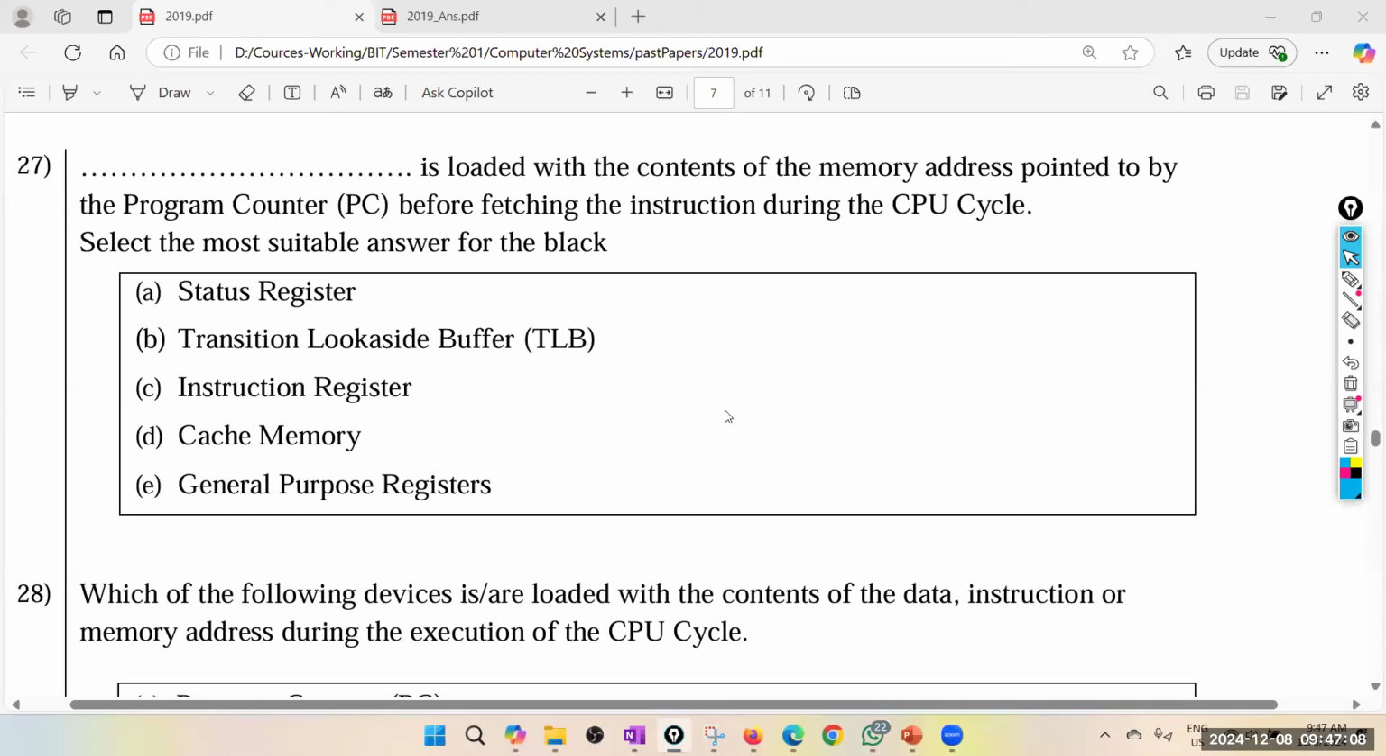27. The blank is loaded with the contents of the memory address pointed to by the program counter before fetching the instruction during the CPU cycle. Select the most suitable answer for the blank. Right. Read it very seriously. Pay attention to even the prepositions. Before, after, during. Do it.